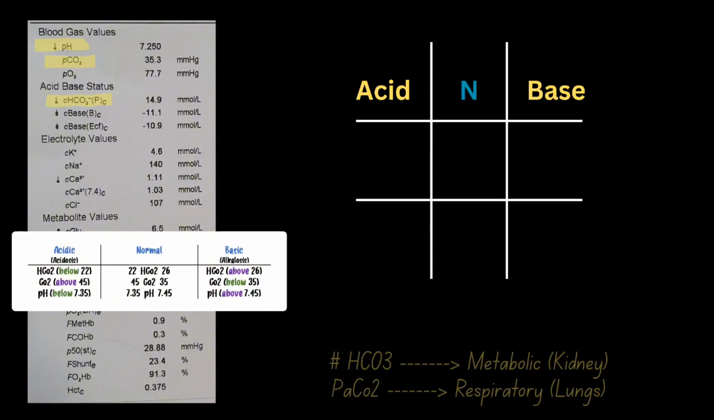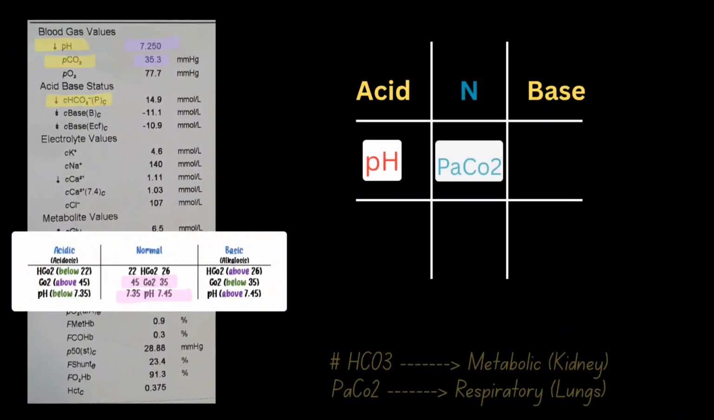Let's start with the pH. The value is 7.25. The normal range is 7.35 to 7.45. Since it's below normal, place it under acid. Next, look at the PaCO2. The value is 35.3. The normal range is 35 to 45, so this goes under normal. Finally, look at the bicarbonate. The value is 14.9. The normal range is 22 to 26, so this goes under acid.